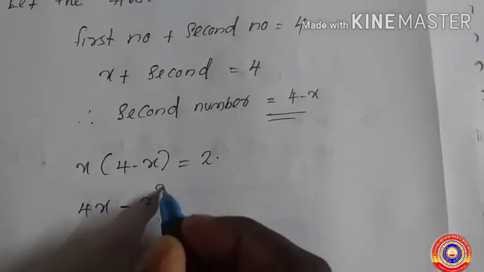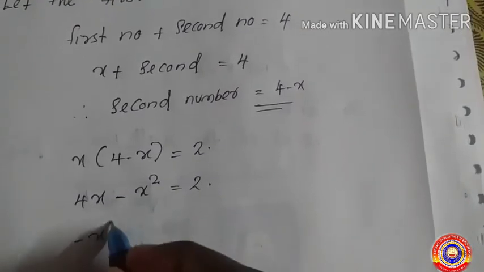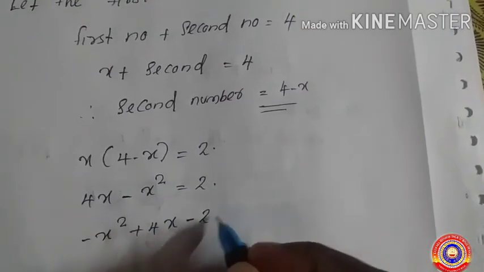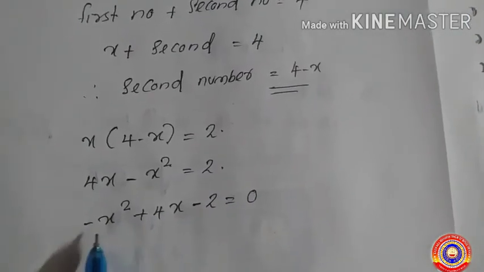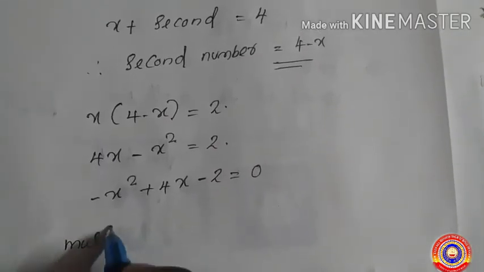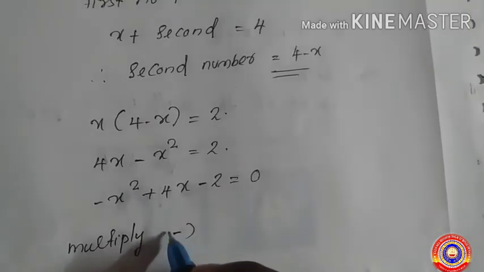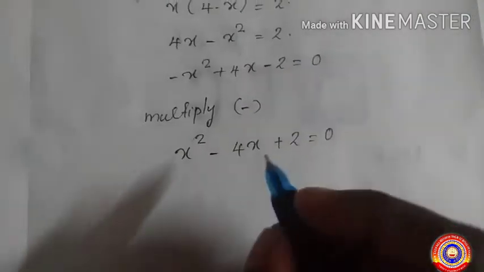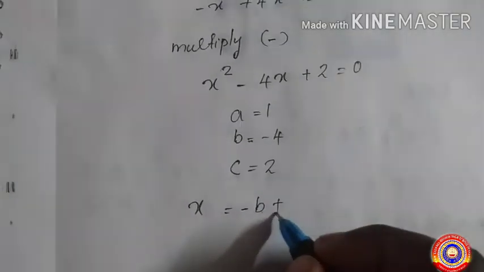Next we have to open the bracket. That means 4x minus x square equals 2. So we have to arrange this equation. Minus x square plus 4x minus 2 equals 0. Here the x square term is negative, so we have to convert it into positive. So multiply this equation by minus 1. Okay, so it becomes x square minus 4x plus 2 equals 0.